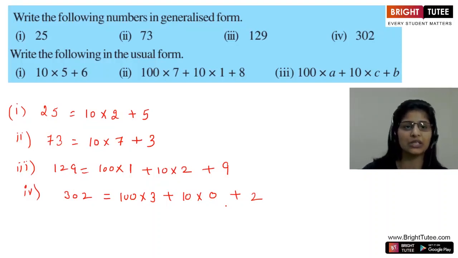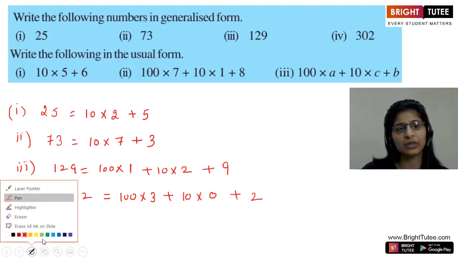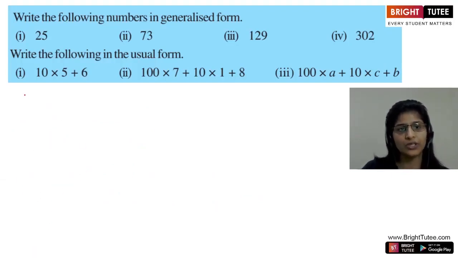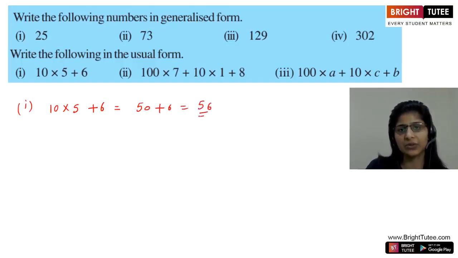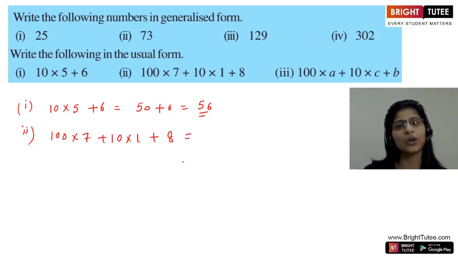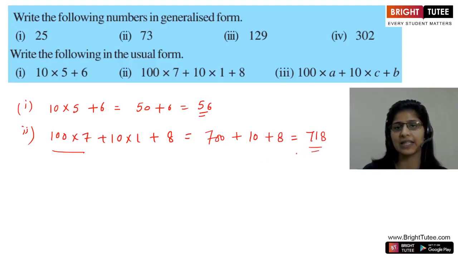Let's do the next question, where it is asked to write the numbers in the usual form. If we see the first one, it is 10 into 5 plus 6. 10 into 5 is 50. 50 plus 6 gives us 56. So this is a 2-digit number, right? The second one asks us to write 100 into 7 plus 10 into 1 plus 8. We see this is the generalized form of a 3-digit number. In the usual form, it will be 700 plus 10 plus 8. So we get 718 as the answer.